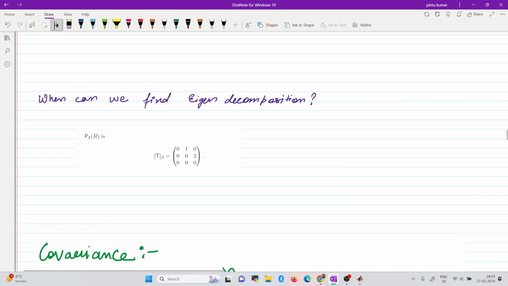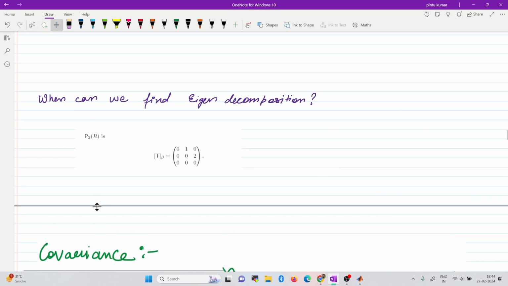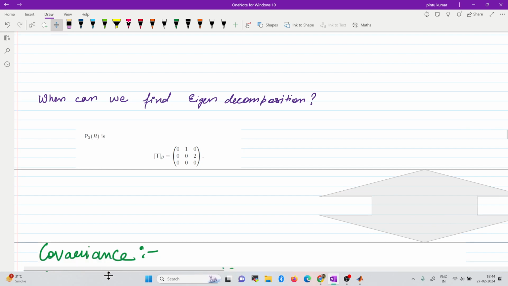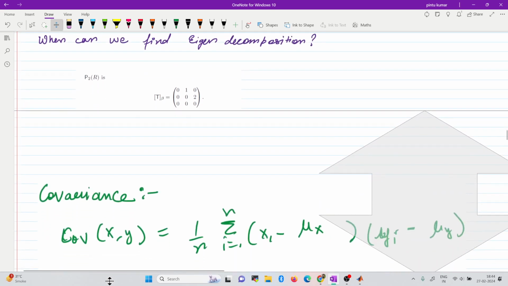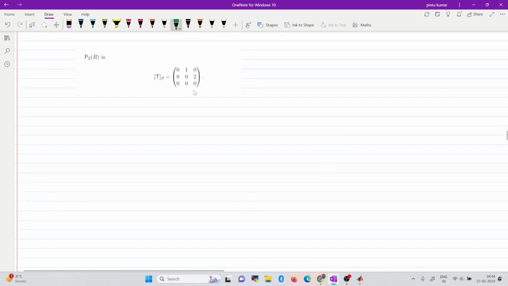The question is, can we always find an eigen decomposition? Okay, so we are given a matrix, consider this to be A, and forget whatever is written over here. We have to find the eigenvalues and corresponding eigenvectors for this particular matrix. I'll quickly try to solve this.